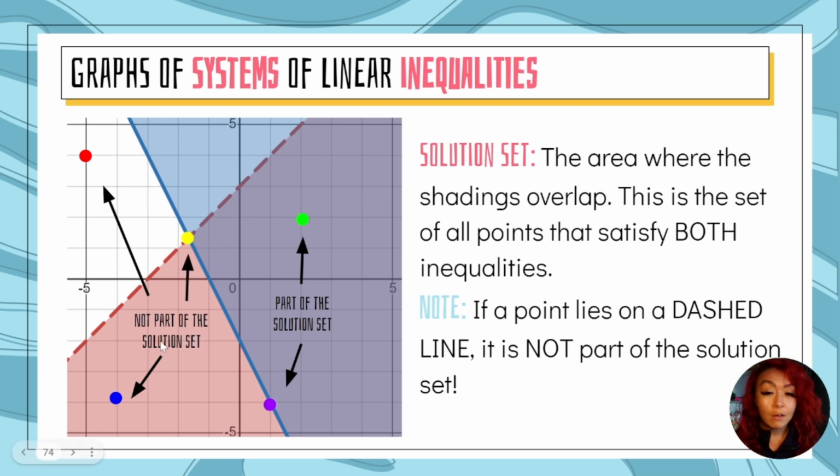And this point right here is not part of the solution set either. Now, it is on the border of the area where the shadings overlap. And it is also the point of intersection. However, notice how, while it does lie on the blue solid line, it also lies on the red dashed line. And if a point lies on a dashed line, it is not part of the solution set no matter what.